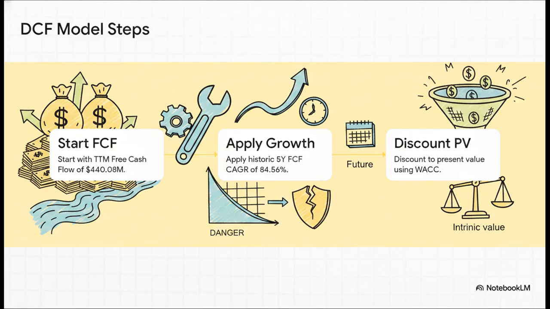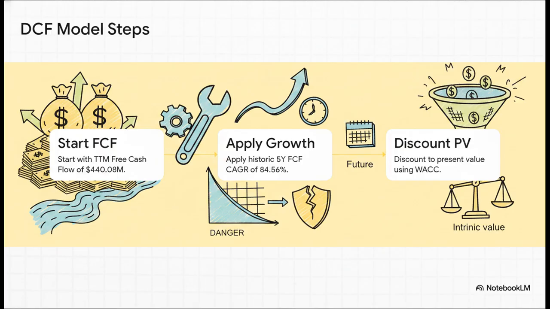We want to find the core intrinsic value based strictly on cold, hard cash flows. To build our discounted cash flow model, the DCF, we start with the reported $440 million in trailing free cash flow. Step 2 is modeling out future growth. Our data shows a massive 5-year free cash flow compound annual growth rate of 84.56%. But honestly, applying that blindly into the future is incredibly dangerous given the falling ROIC we already talked about.